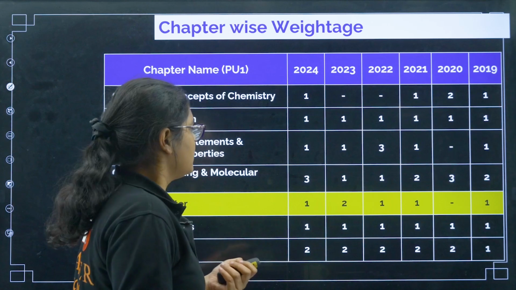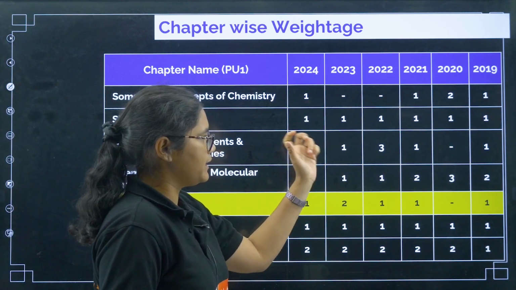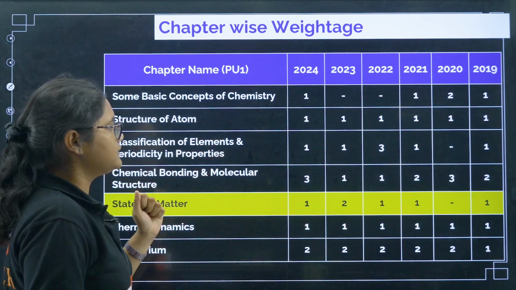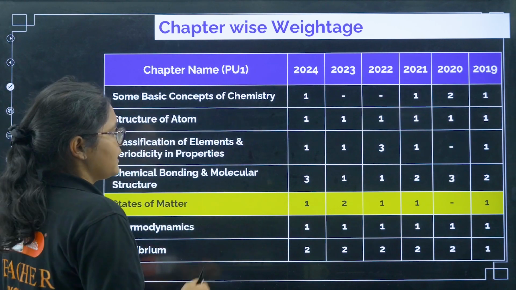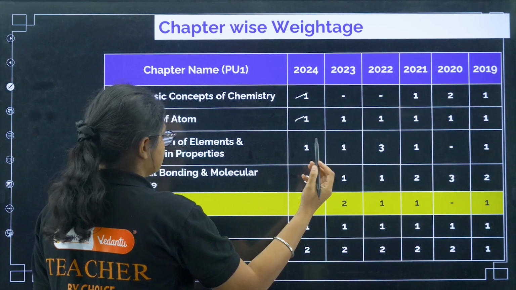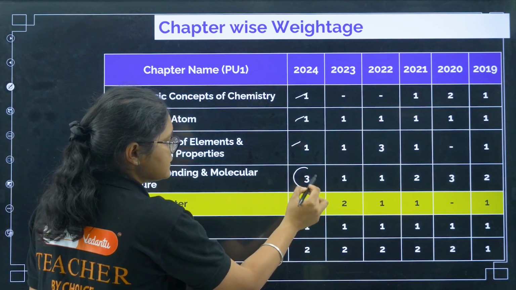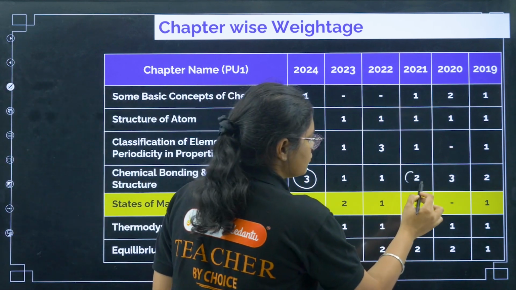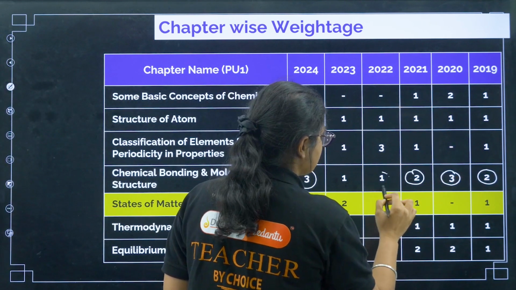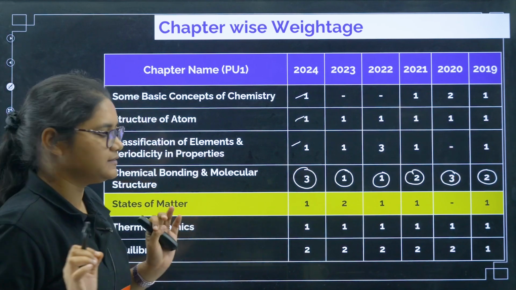Now moving forward, I have analyzed the papers from 2019 to 2024. You can see some basic concepts, which is PU1, where you can expect only 1 question. Classification of elements, 1 question. Chemical bonding, you can see 3 questions have been asked, and in previous years 2 questions, 3 questions, some years 1 question. So 3 questions you can easily expect.